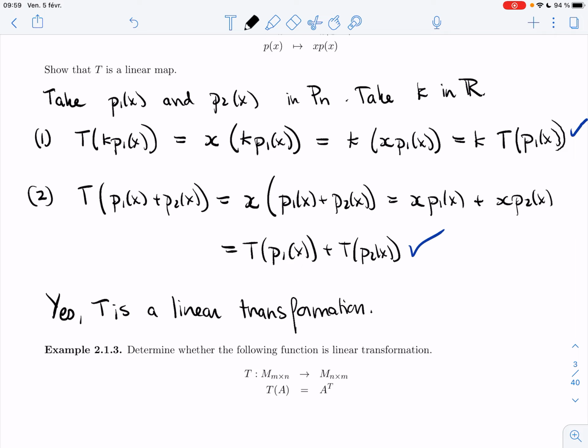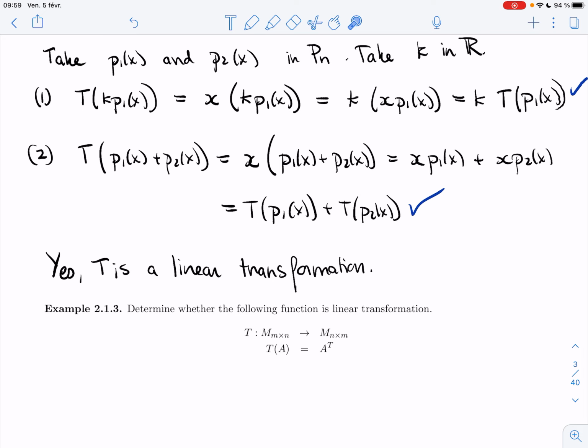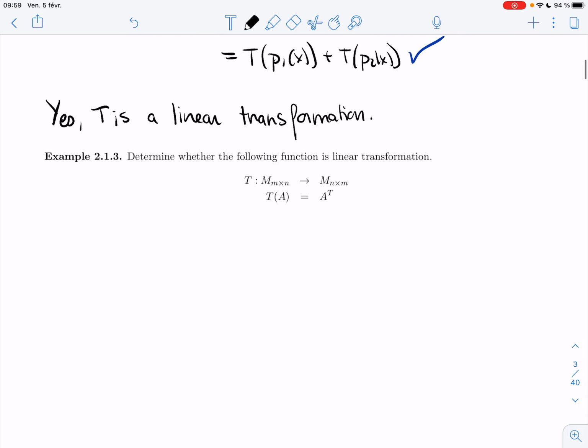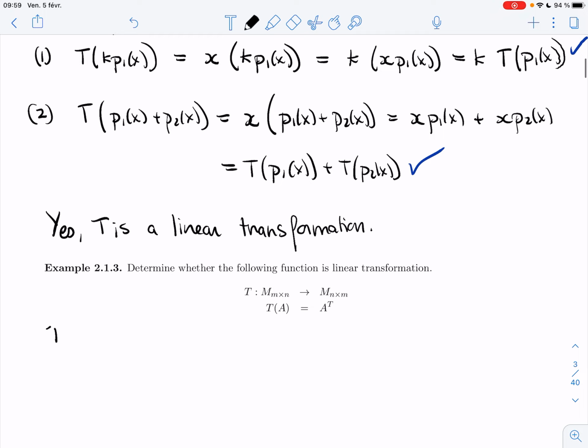All right, let's try another one. I'm asked to determine whether the following function is a linear transformation. So this is a bit more challenging because I'm not telling you whether it is or not, so that's part of what you have to do. The map sends T of A to A transpose. It looks pretty natural. Let's try to prove it. We can always backtrack when we find an error or if we get stuck.